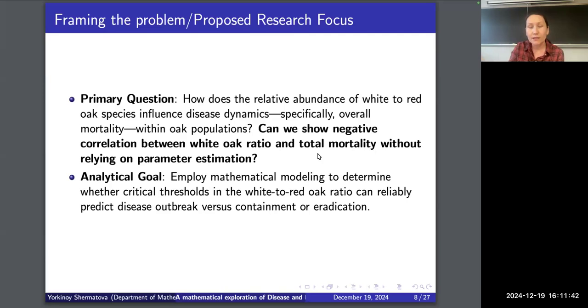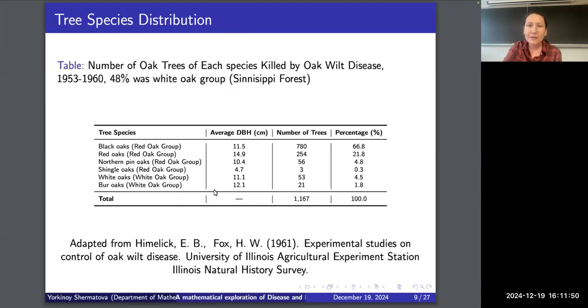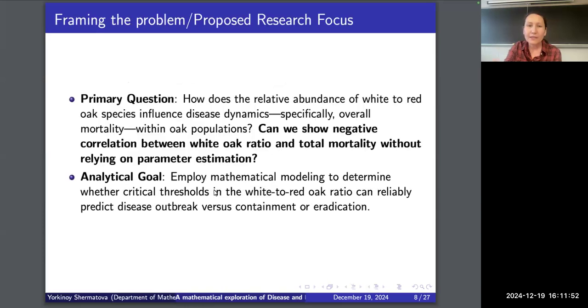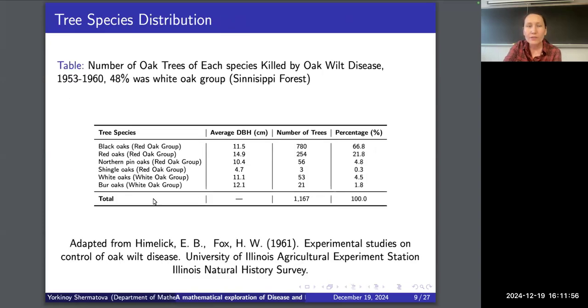Once they get the disease, they usually die, without relying on parameter estimation. Here comes that math background, and it seemed like SIR models suited it. But I'm going to talk a little about why we came to this research question. Some empirical evidence: this is an adapted table from experimental studies on the control of oak wilt disease.